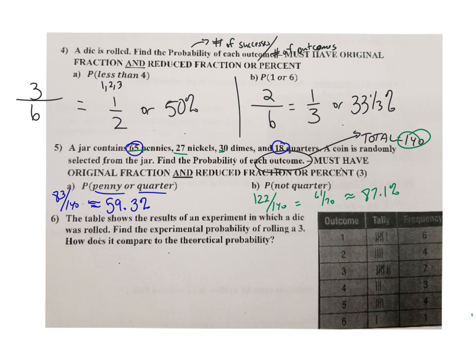All right. So the table shows the experimental results in which a die was rolled. Find the experimental probability. So experimental probability is what actually happened. So I count them up. So there's 6 and 4 is 10. There's 25. So that's my total number of outcomes. So the experimental probability of a 3 is going to be 7 over 25. Alright? So 7 over 25 is 28%.